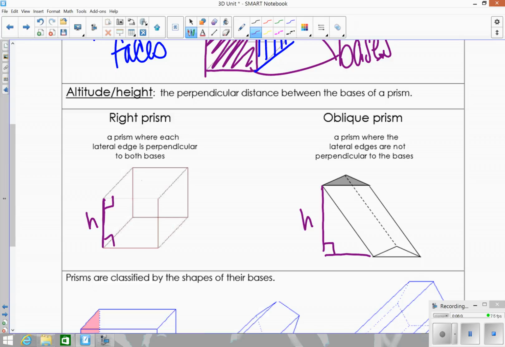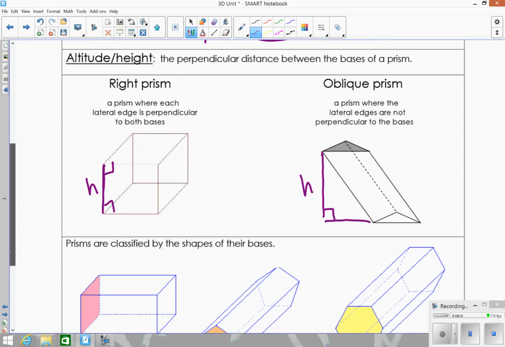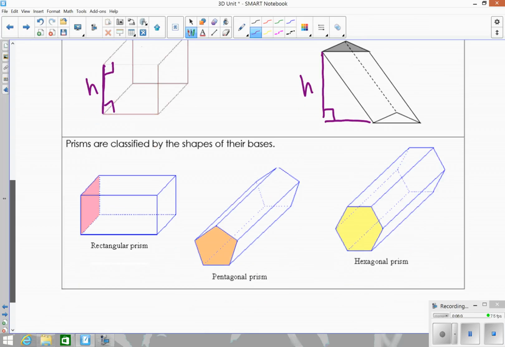And then just a refresher, remember when we talk about naming prisms, they're named by their bases because their bases are those unique faces. So that's really what makes it a hexagonal prism: it has two hexagons as bases. Remember the lateral faces, all of these rectangles that connect the bases, those are the lateral faces. So the bases are the unique polygon, and then the lateral faces are those rectangles.